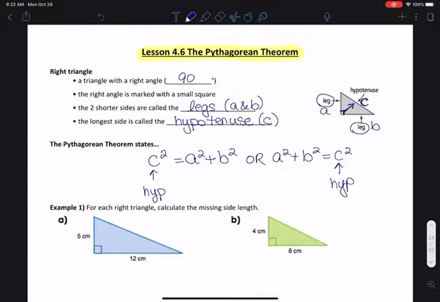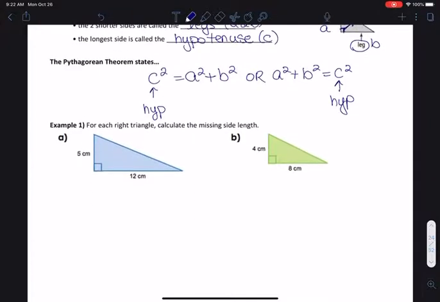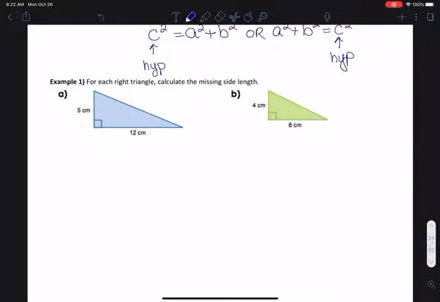So we can use this to calculate the length of missing sides. Here are two triangles. For each triangle, calculate the missing side length. The first thing I'm going to do when I get a right triangle is label the hypotenuse, and it is opposite from the right angle. So I'm going to label that C, and I'll call the other two sides A and B. And I'll do the same thing with this one. Well, actually, let's do one triangle at a time.